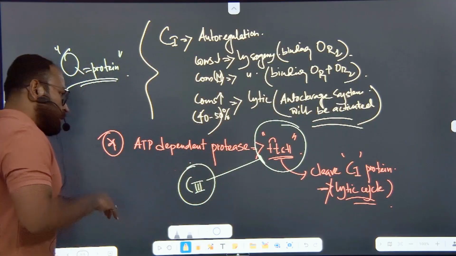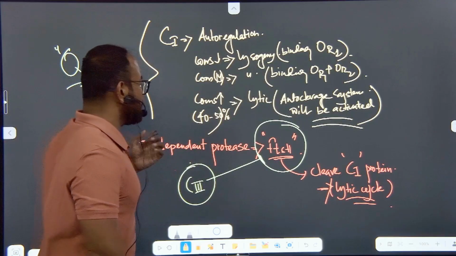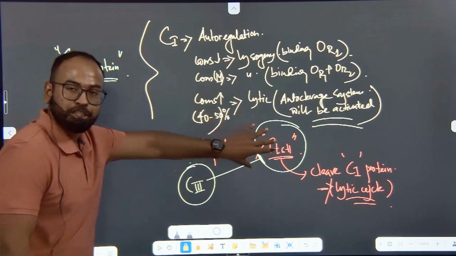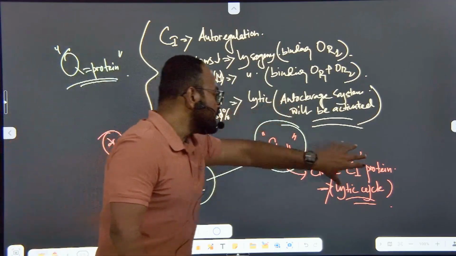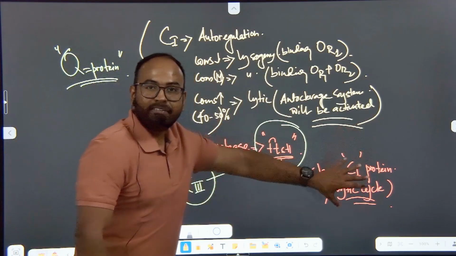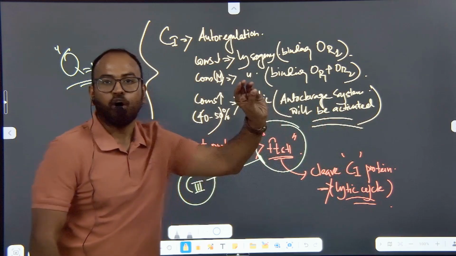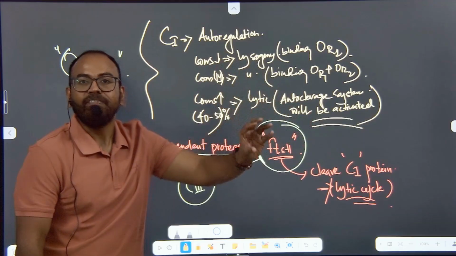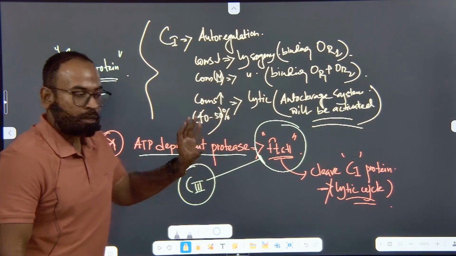That's it. Apart from that, there is another mechanism, which is an ATP dependent protease called FtsH. This FtsH has the ability to cleave C1 protein. Whenever C1 protein is cleaved, we all know that Cro protein can be synthesized, which can bind with operator region 3, which is a part of PRM, and it will eventually initiate lytic cycle. As simple as that.